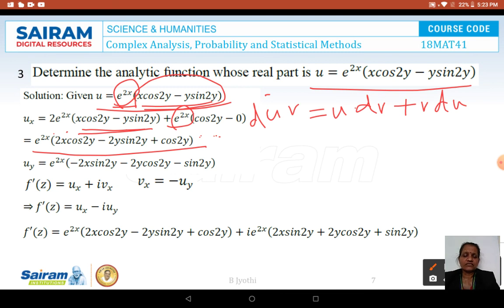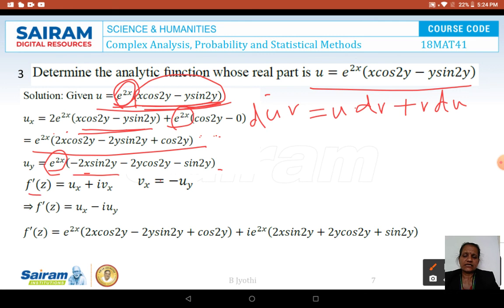Next, let us differentiate this with respect to y. Here, e to the power of 2x will be treated as constant because it is a function of x. Only this part needs to be differentiated. Again, x is treated as constant and the derivative of cos 2y is minus sin 2y into 2. Therefore, it is minus 2x sin 2y. While differentiating y sin 2y, the product rule is applied again: y into the derivative of sin 2y, which is 2 cos 2y, minus sin 2y into the derivative of y, which is 1. So this is the expression we get.